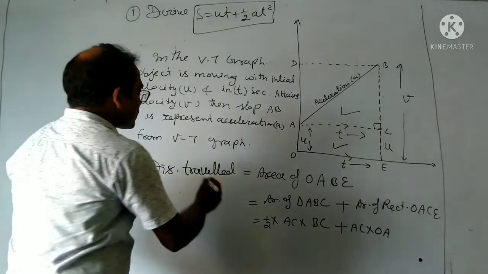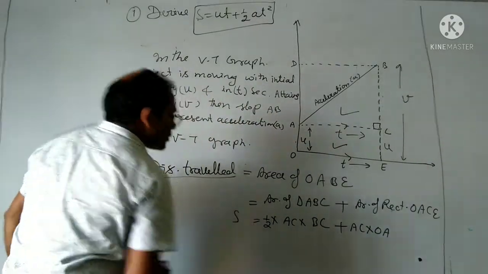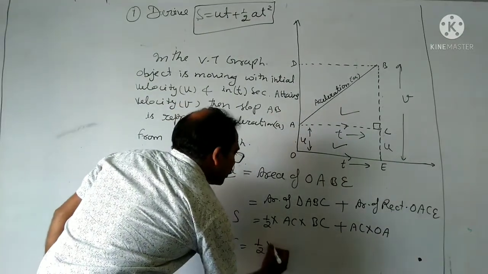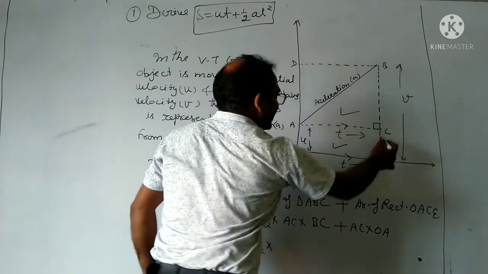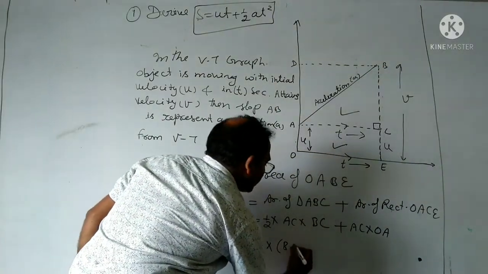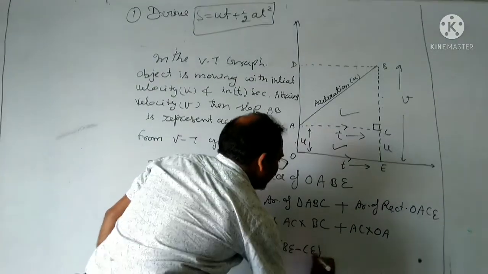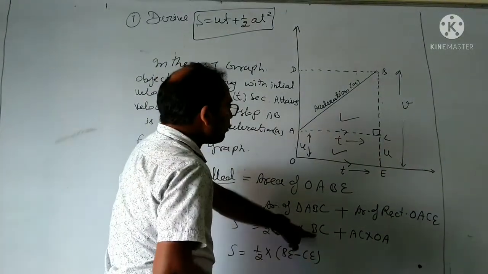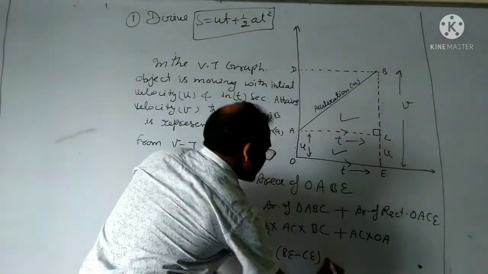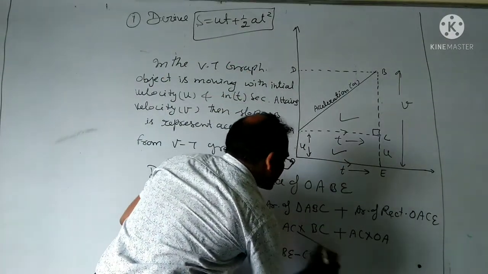We use the symbol s for the distance traveled by the object. s equals 1 upon 2 AC. How much is AC? For BC, we write BE minus CE. Is that clear? And into AC. How much is AC? It is the time t. This is AC.